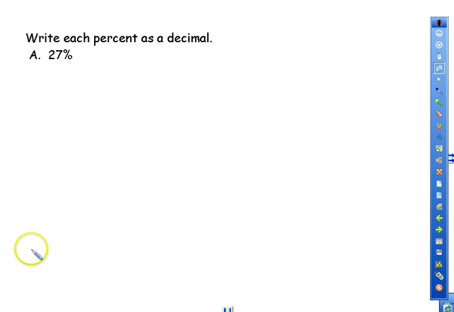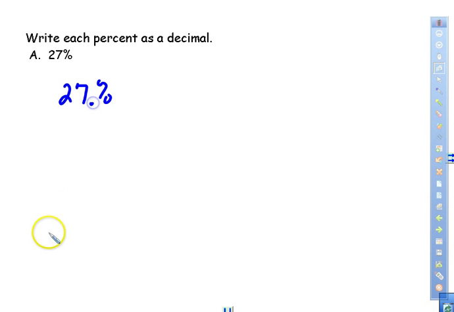It says write each percent as a decimal. So if we're going to write this percent as a decimal, you have a couple options. One, we can say, well, here's my 27%. My decimal point is here. And if I'm getting rid of my percent sign, I'm moving it to the left 2 times to give me 0.27. That is my answer.